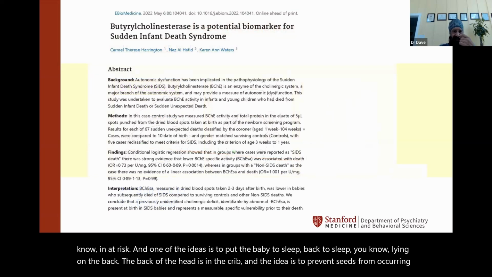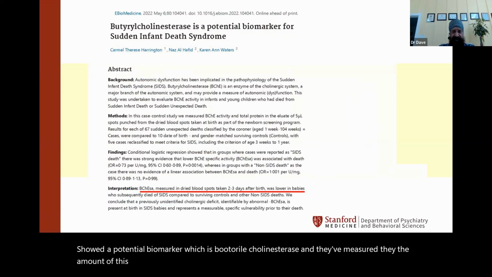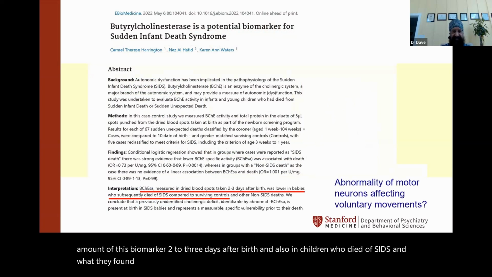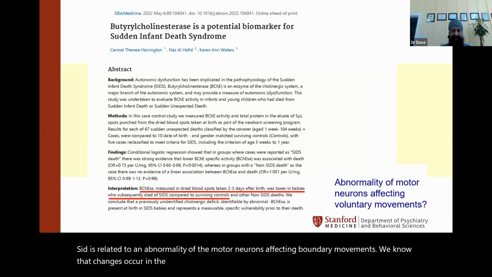This recent study showed a potential biomarker, butyryl cholinesterase, and they measured it 2 to 3 days after birth, and also in children who died of SIDS. What they found was a significant difference between the two groups. So maybe SIDS is related to an abnormality of the motor neurons affecting voluntary movements. We know that changes occur in muscle physiology during sleep, and maybe that's a risk factor for some of these babies dying from SIDS.